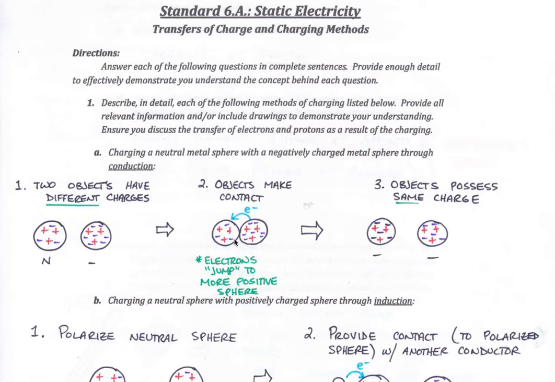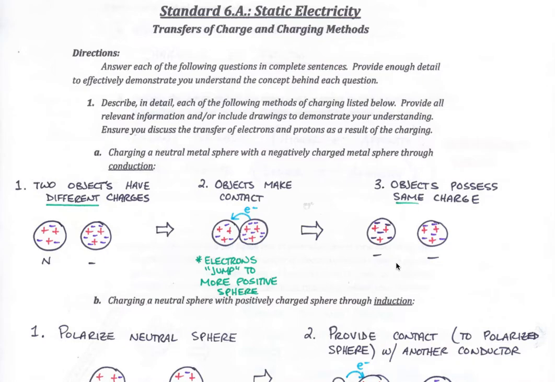When those objects are allowed to make contact, so long as they are conductors, meaning they're made of metal or some kind of material like that, the electrons will jump to the more positive option. In this case, the neutral sphere is more positive compared to the negative, so electrons will spread out and they will continue to jump over to the neutral object until they both end with the same charge.